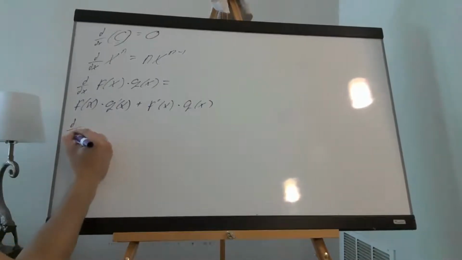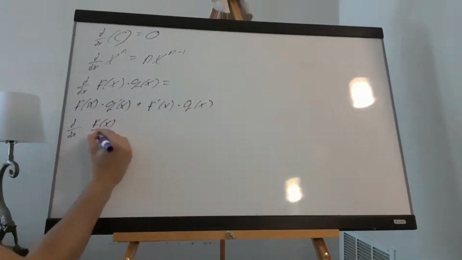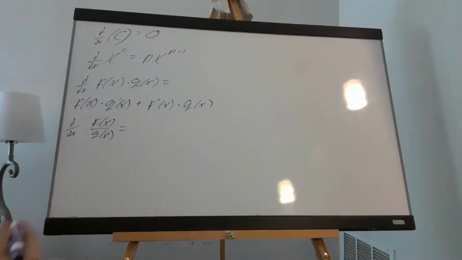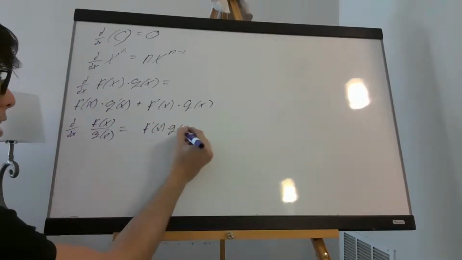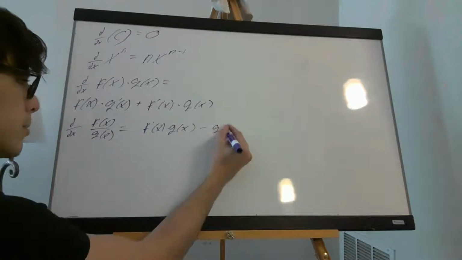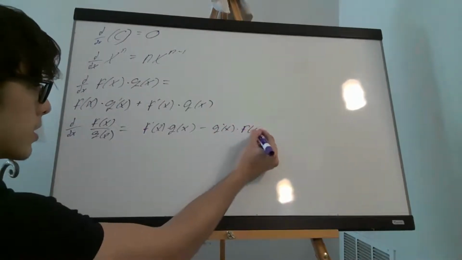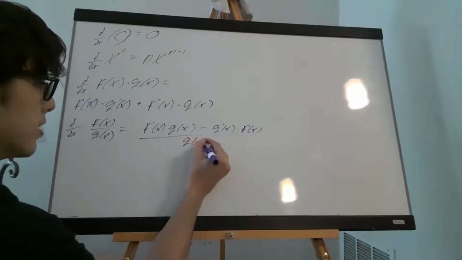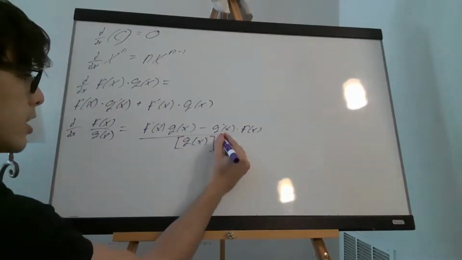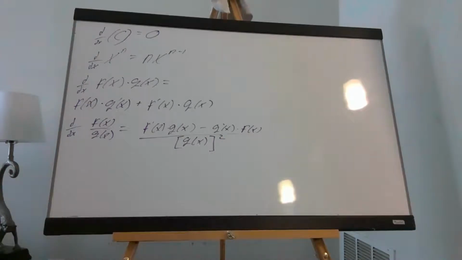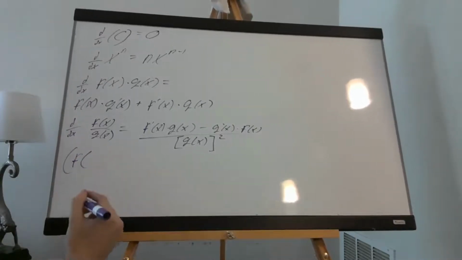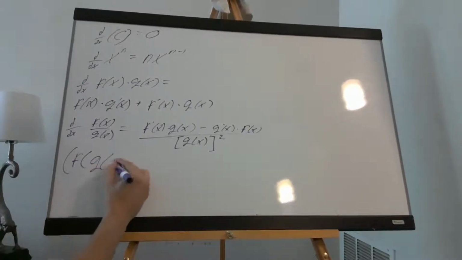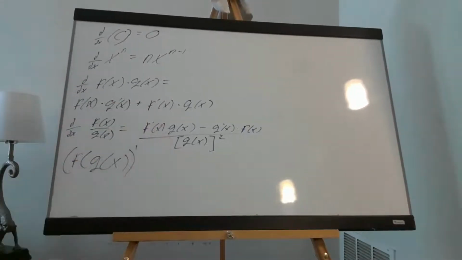Now the derivative for the quotient of two functions, this is the quotient rule, is f prime of x times g of x minus g prime of x times f of x, divided by g of x squared. Okay. Chain rule. This is the derivative of a, why am I blanking on this word?